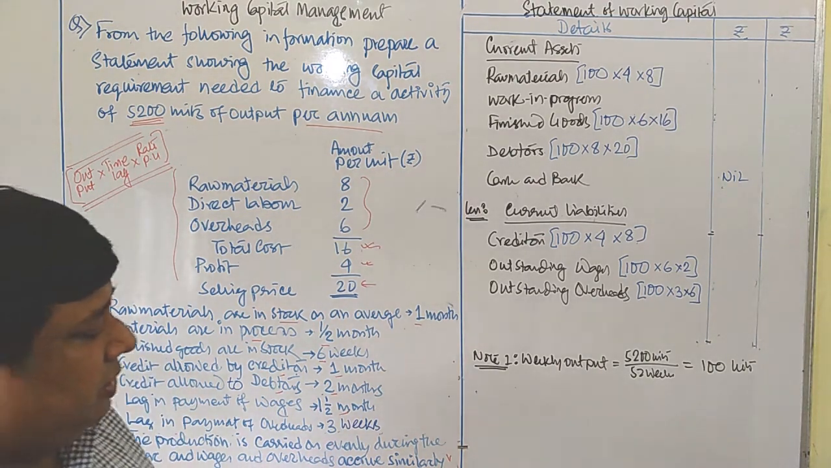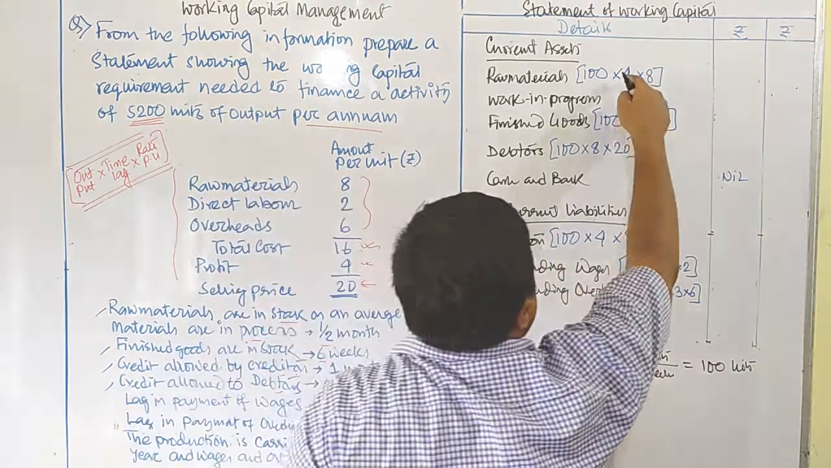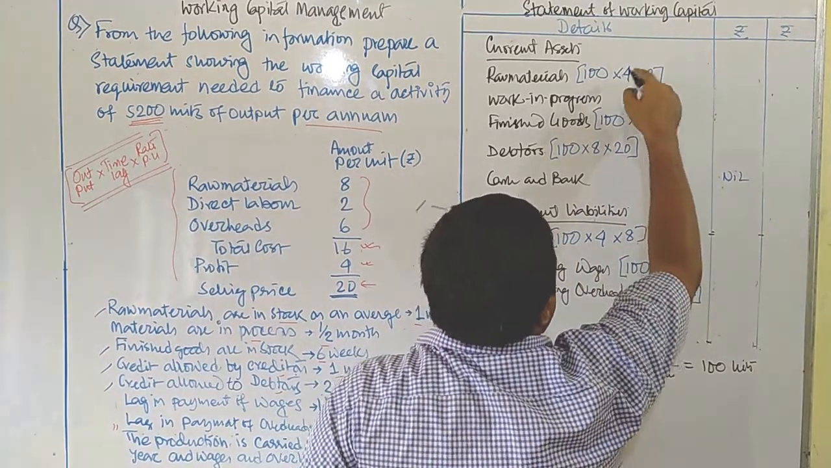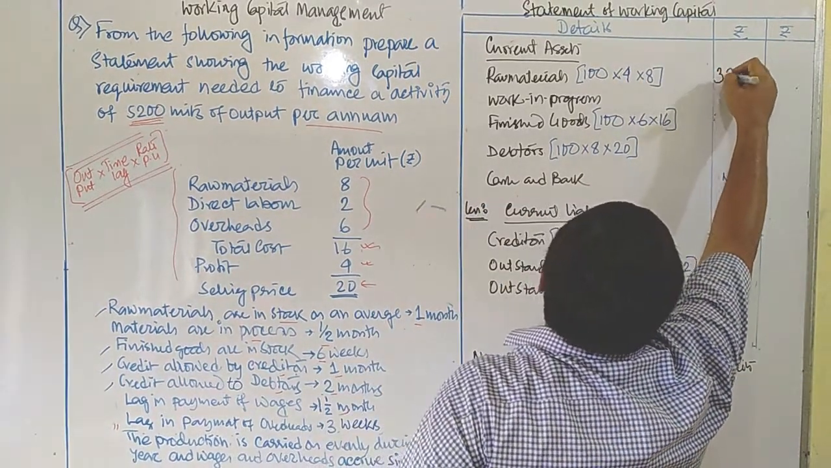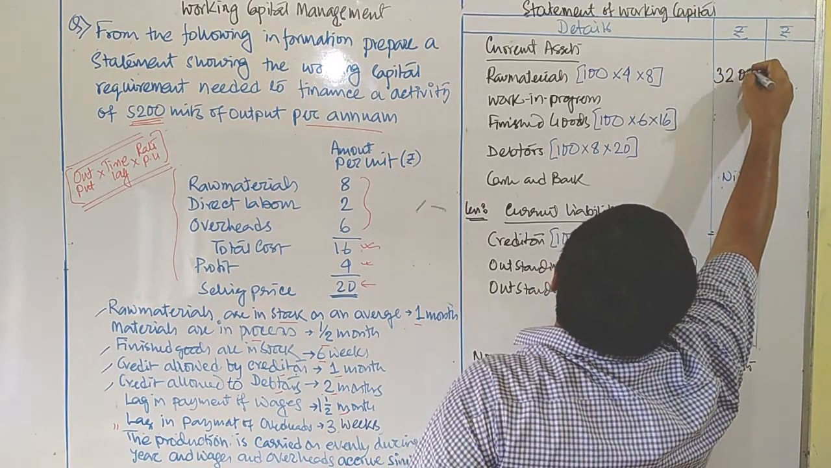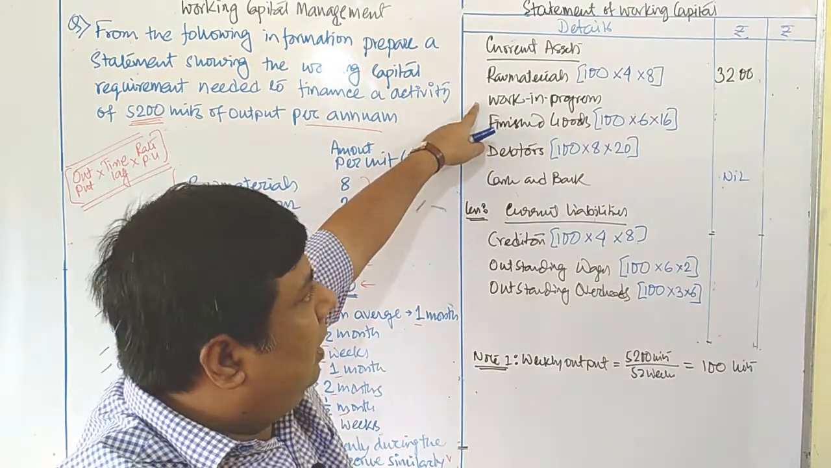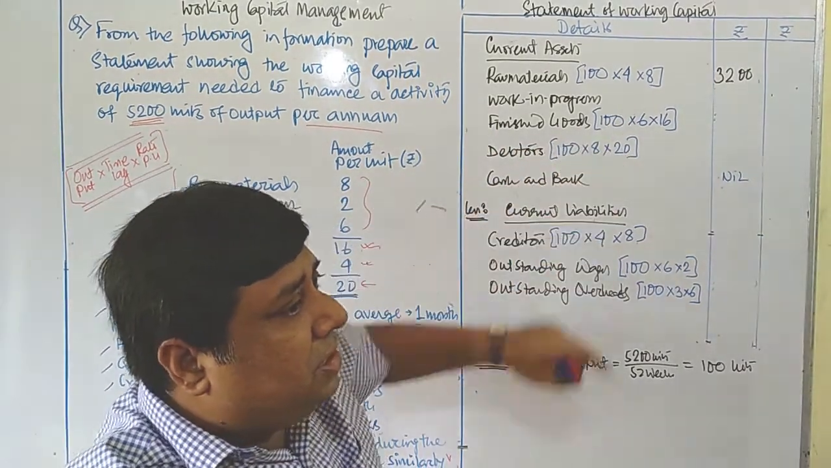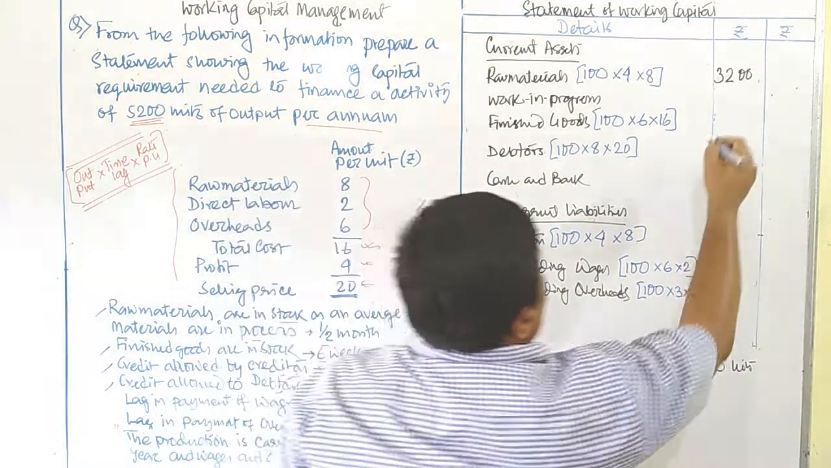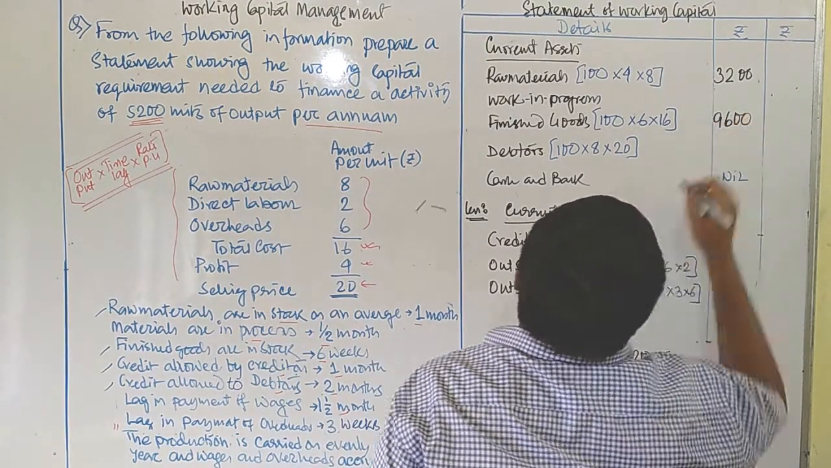First one is raw materials. It's 100 into 4 into 8. You are getting here 3200. Next one, finished goods. Work in progress, I will come later on. 100 into 6 into 16. It is 9600.